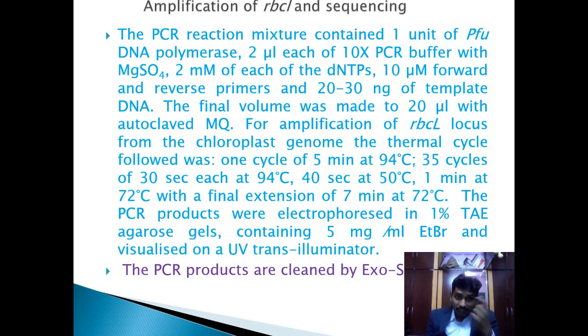The thermocycle followed one cycle of 5 minutes at 94 degrees Celsius, then 35 cycles of 30 seconds each at 94 degrees Celsius. So this is the PCR reaction process. After that, the PCR product was electrophoresed in a 1% TAE buffer agarose gel containing 5 mg/ml ethidium bromide and visualized on a UV transilluminator.